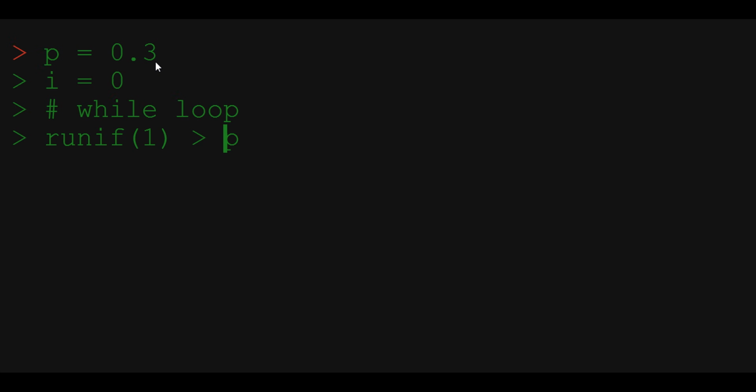So we write: while we are getting failures in Bernoulli trials, do increment the index by 1. So here we would be counting how many times we failed. And that's it.